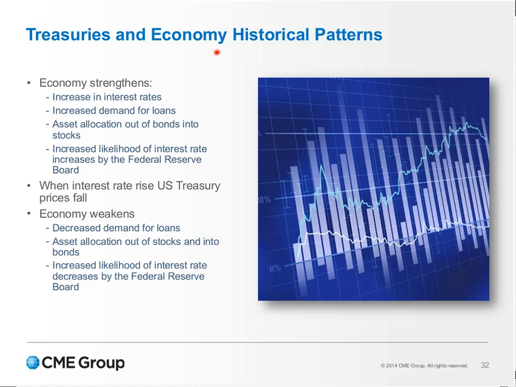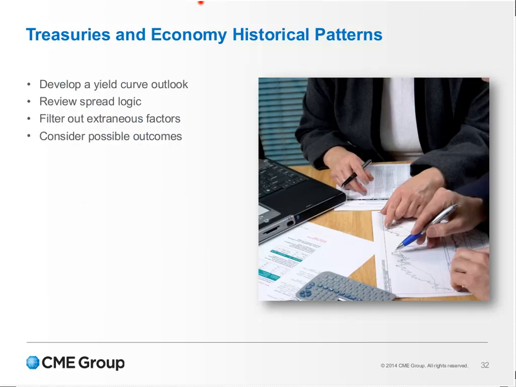So when will we sometimes see Treasury prices rally? Oftentimes when the economy weakens. We're going to see decreased demand for loans. We're going to see asset allocation out of stocks and back into bonds, so buyers of bonds driving yields down, and we could actually see a likelihood of the Fed coming in and lowering rates. So these are some of the interplays between the economy and what can drive rates.